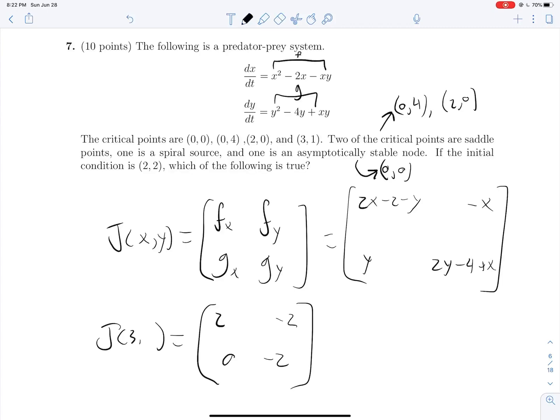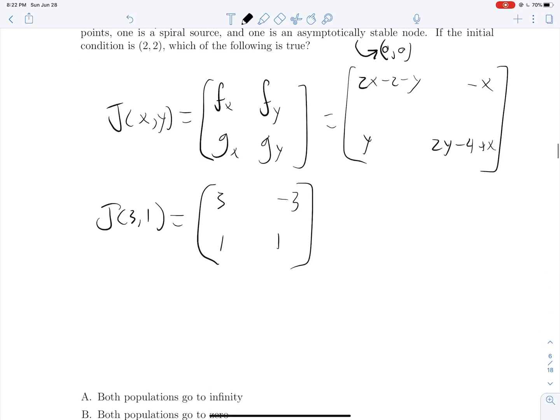Finally, we're plugging in (3, 1). Actually, we don't even need to because we know that this will be our final point, the spiral source, which is going to have to be at (3, 1). But let's make sure that we've linearized our system correctly such that we should get a spiral source if we plug everything in here. So we get 6 minus 2 minus 1. That'll be 3. Minus 3, 1. 2 minus 4 is negative 2 plus 3 is 1.